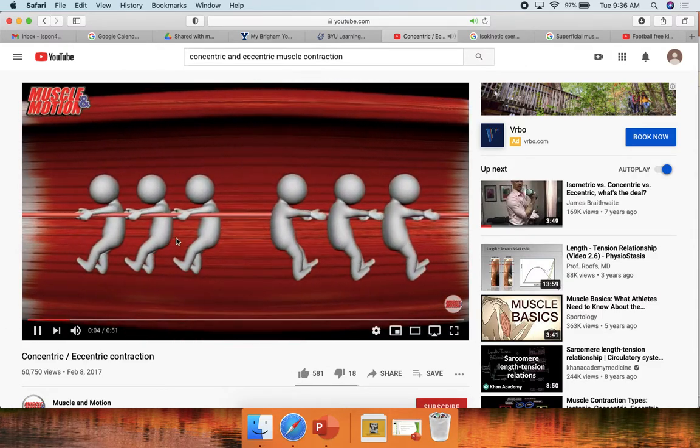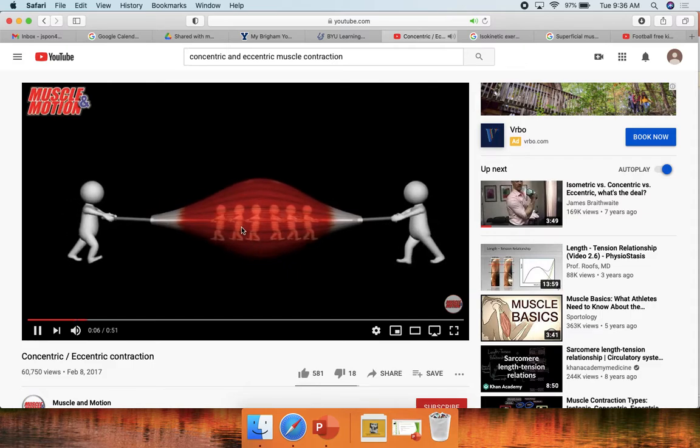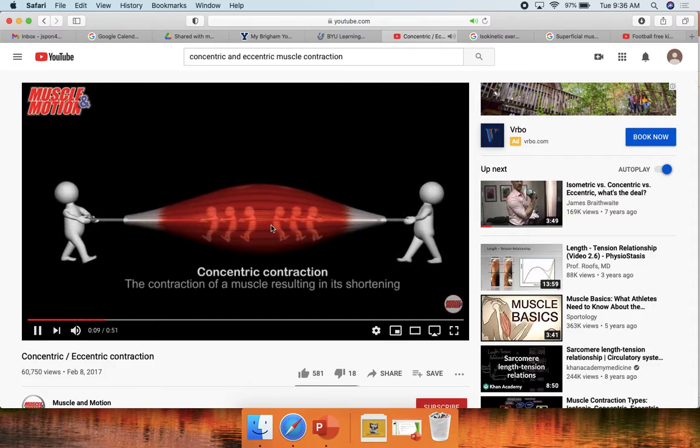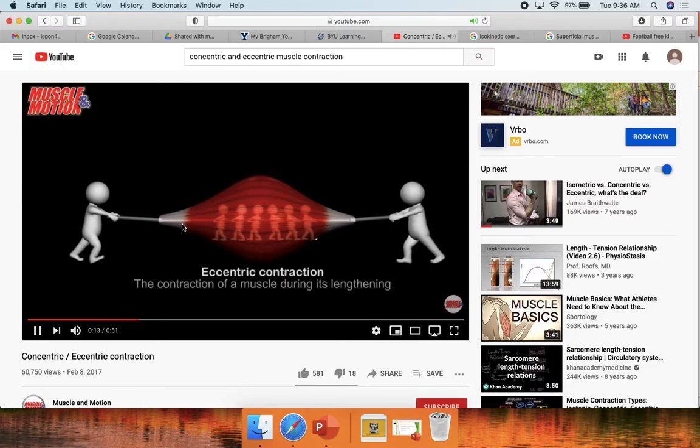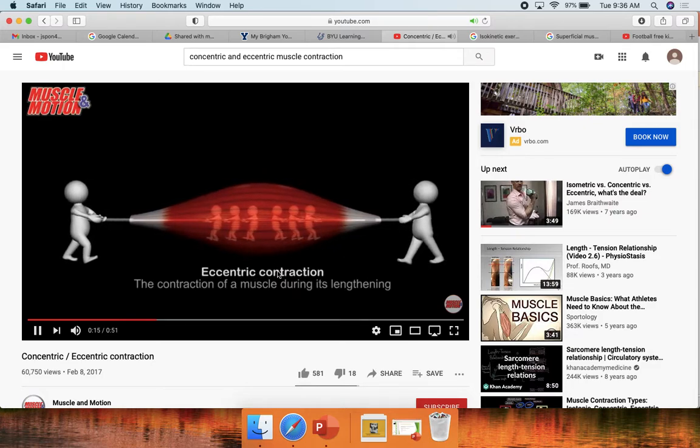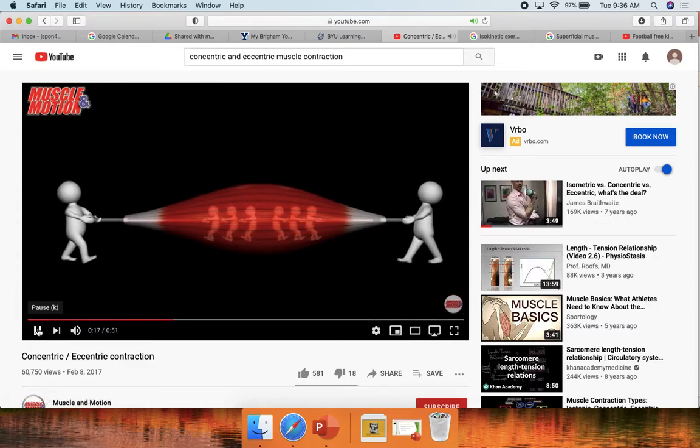These white guys on the inside are going to be acting like our myosin heads. We have the actin running through the muscle. Our concentric contraction is going to result in muscle shortening. Hopefully you know this by now. Our eccentric contraction, let me pause that here. Our eccentric contraction is going to still be a contraction while the muscle lengthens. So the force on the outside is going to be lengthening the muscle during contraction.